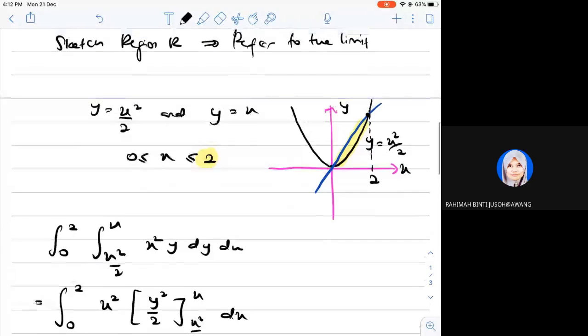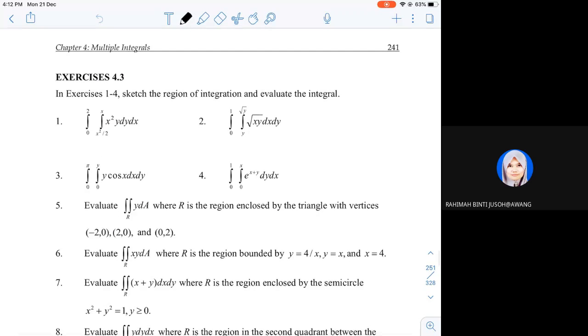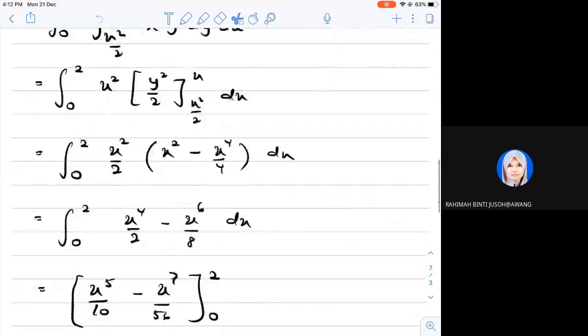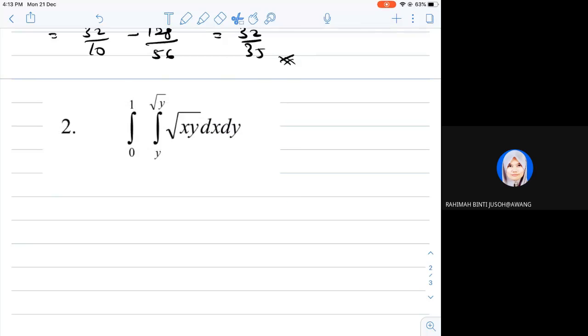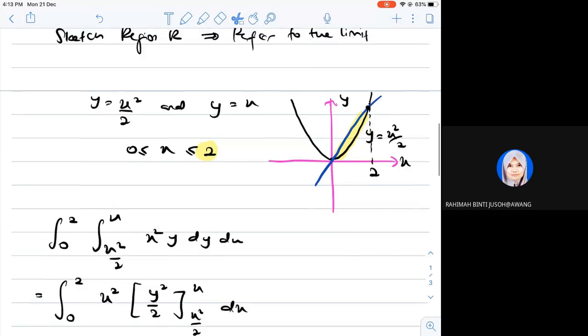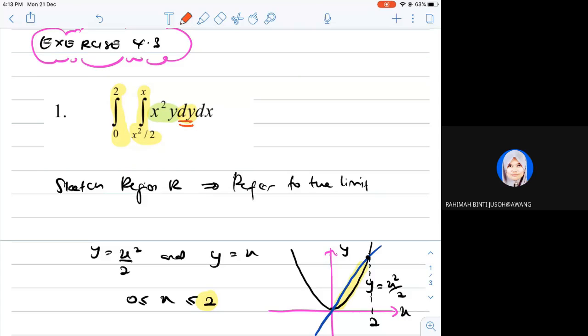Okay, now next, what happened, guys? We look at question number 2. Okay, so now we have dx dy. Previously we have dy dx, dy first. So as I mentioned earlier, dy means from bottom to top. Okay, lower limit, upper limit.